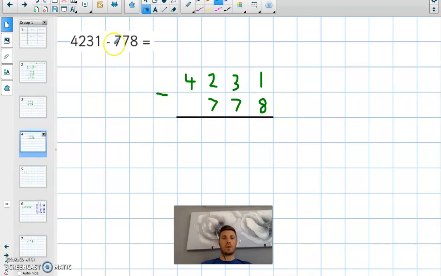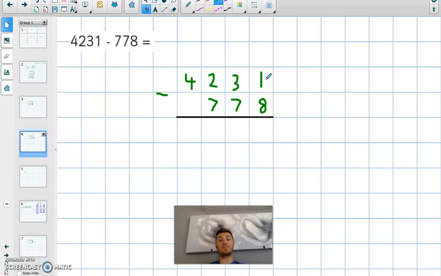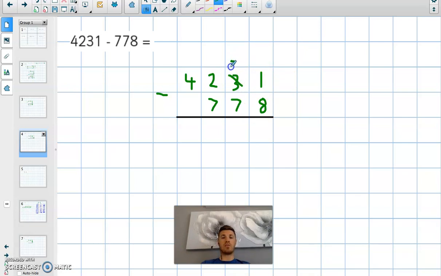Question 3. Subtracting two numbers from each other. You're going to put it into a full method. Always remember to put the biggest number on top. Very, very important. Otherwise, you'll end up with a negative number. And you start subtracting from the smallest digit. So 1 subtracts 8. Can't do because the bottom number is larger than the top number. So we need to borrow from next door. We also call that exchanging.